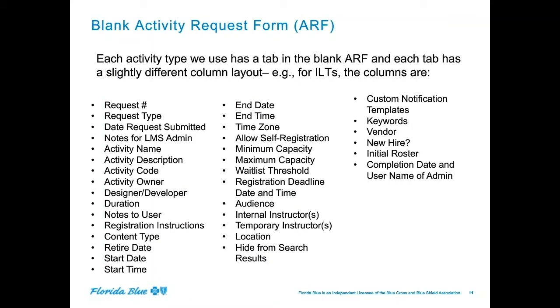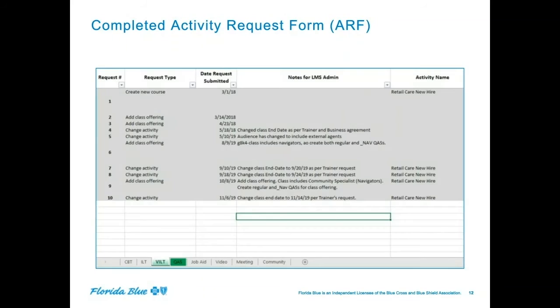So there's a lot of data we ask, and each one of those tabs has different columns on it because the nature of the training is different. This is what a completed activity request form would look like. Okay, so it's 10 requests: add class offering, change, add class offering, change activity. So you can see where every time there's a change, it's documented. And if this were live, I could scroll off to the end and show you that the administrators put a date stamp on it with their ID, so that if it says change activity, I can go over there and say, oh, this other administrator did this. I need to ask them a question about it.